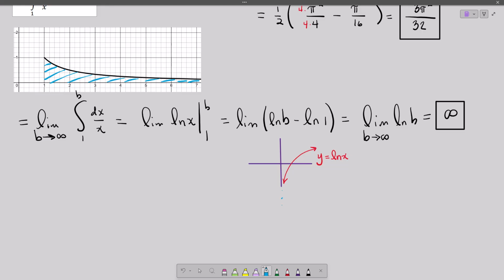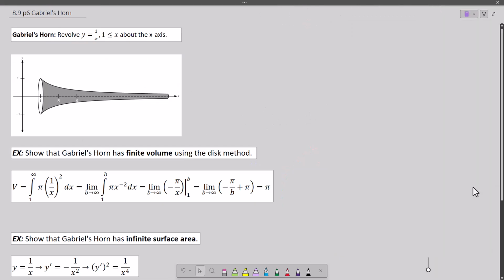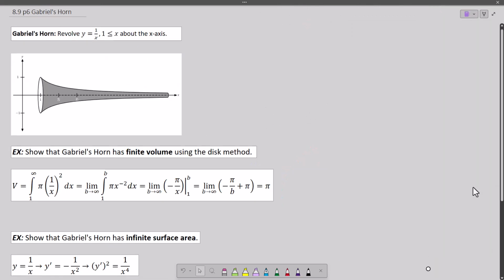Okay, so let's talk about Gabriel's horn. This classic Calc 2 topic is created by taking the function 1 over x that we just dealt with. 1 over x has infinite area beneath it. Gabriel's horn is created by taking 1 over x from 1 to infinity and rotating it about the x-axis, and it creates this horn-looking thing. So it goes forever, though. It's unbounded. So it goes forever this way down.